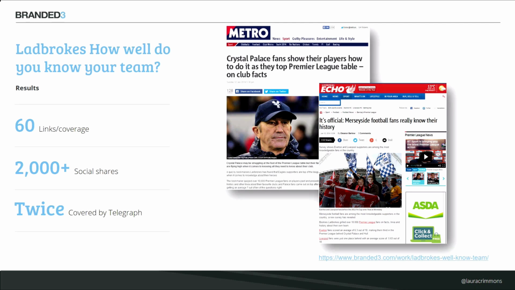We also could play on the regional rivalries between football teams. For example, Liverpool versus Everton. We could compare how their fans did knowledge-wise, and we could even drill down into the particular questions that their fans did know the answer to or didn't know the answer to. The Telegraph even covered this twice because they found it so interesting with the different angles. And it got loads of social engagement. It did really well.